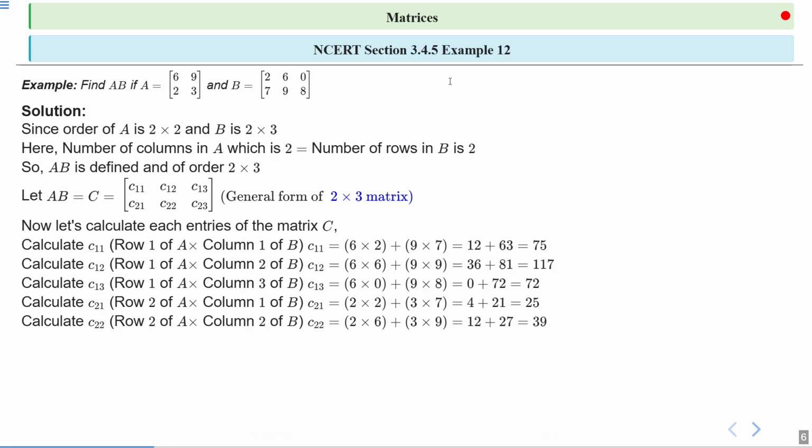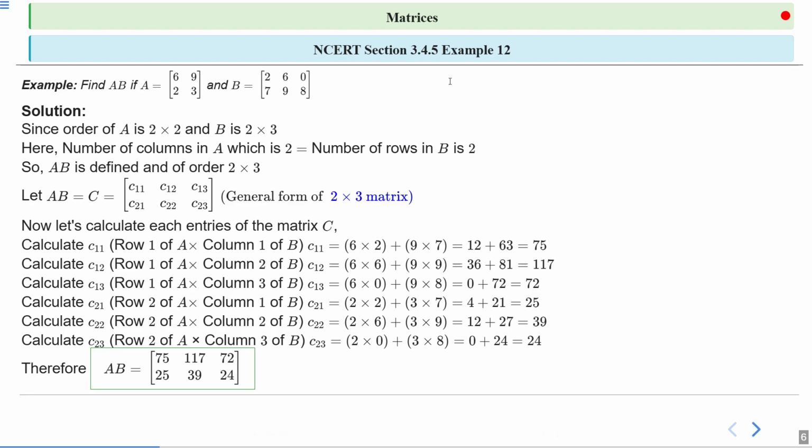C22 will be equal to 2 into 6 plus 3 into 9, which is equal to 12 plus 27, right, which is equal to 39. So C23 will be equal to 2 into 0 plus 3 into 8, which is equal to 0 plus 24, right, which will be equal to 24. Therefore, we can say that matrix AB is equal to 75, 117, 72, 25, 39, 24. So hope it's clear to all. Let's move to the next part.